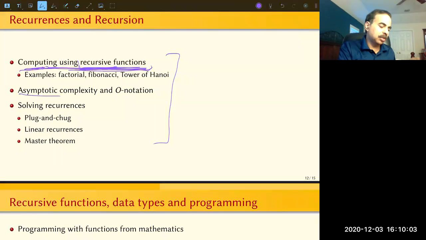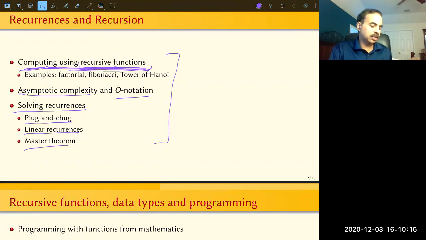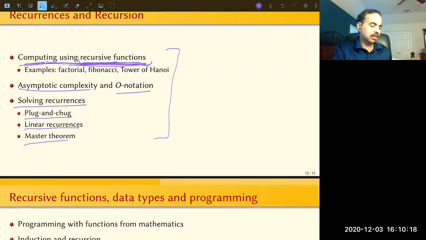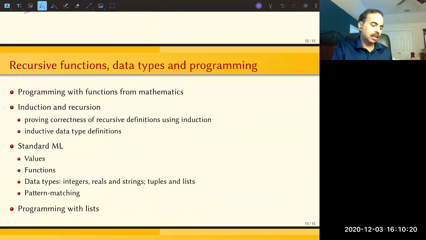So we talked about asymptotic complexity and the O notation, and we talked about how to solve recurrences using three techniques, right? Since we covered this material so recently, there is no reason to go through that in very much detail. And then the last several lectures, we were really focused on recursive functions, recursive data types, and programming using standard ML, right?